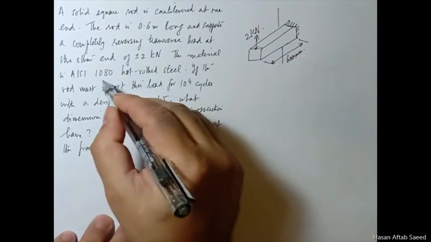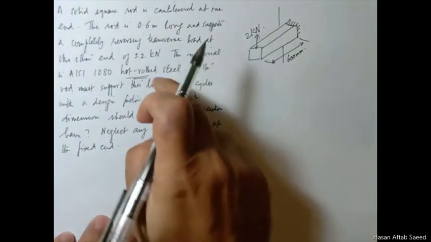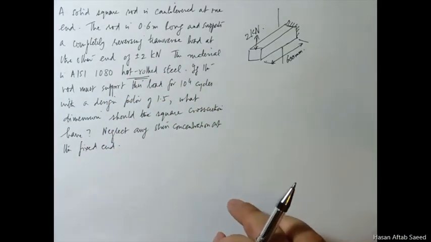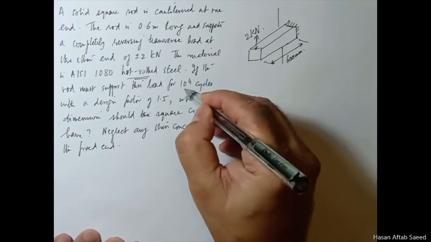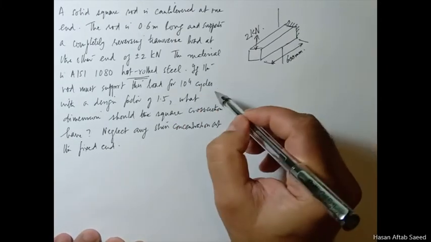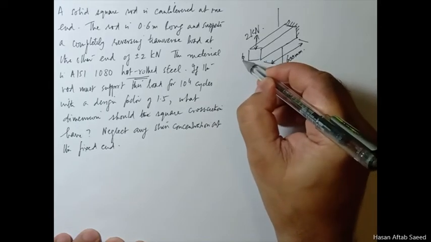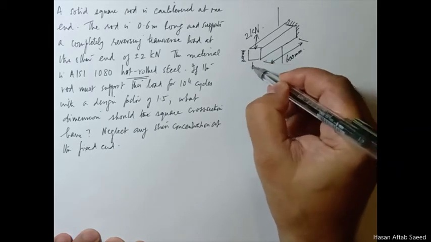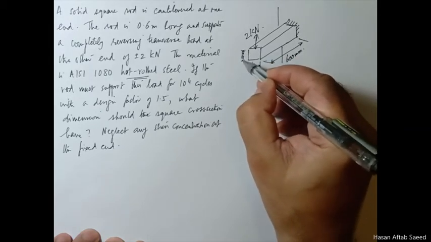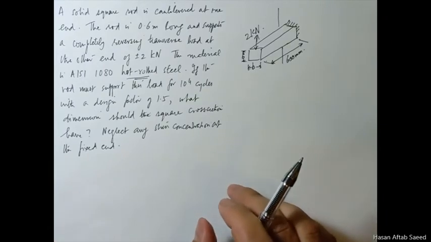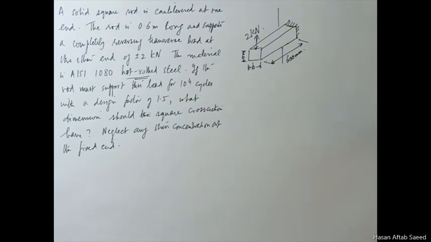The material is AISI, hot rolled. You know what to do with hot rolled. And if the rod must support this load for 10 raised to the power 4 cycles with a design factor of 1.5, what dimension should the square cross section have? Now, basically here we are talking about, this is a real design problem. We need to find out the dimensions B. The first two questions were, you could say they were an analysis problem, but design is never separated from analysis. So whenever you design something, you again analyze it and then you keep on iterating. So it doesn't matter, but this is a pure design problem.